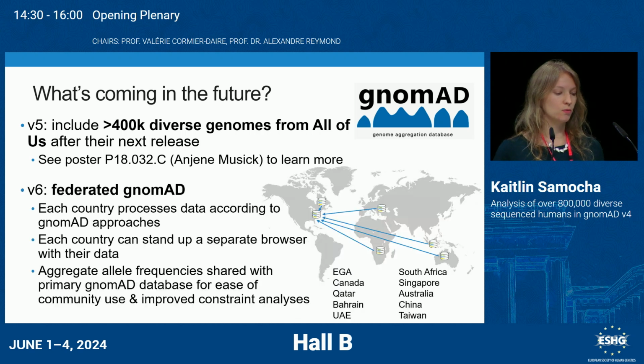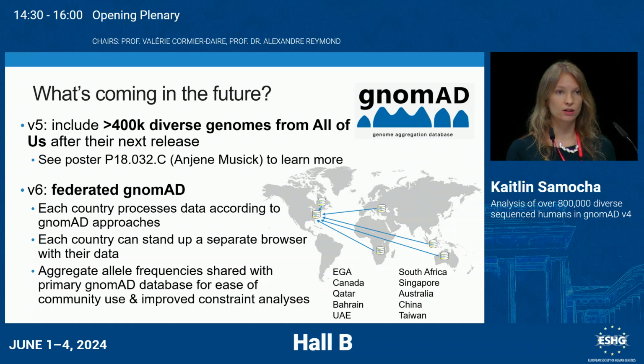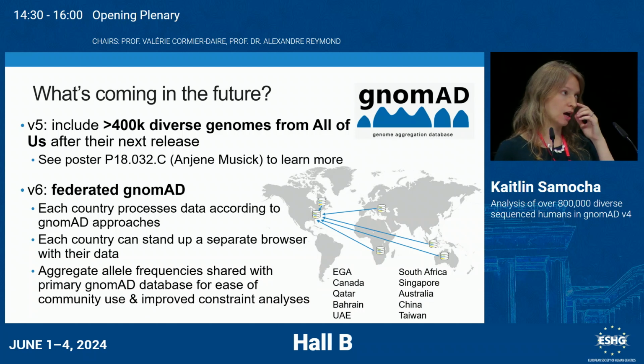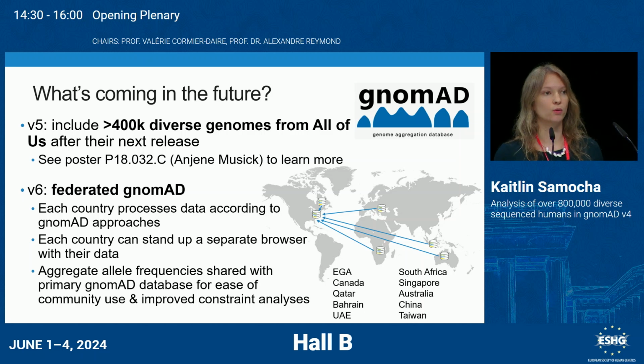But looking more to the future, we'd like to create a federated gnomAD. So the idea here is that every center or country will process their data according to similar quality control that we have in-house. They can stand up separate browsers, but we'd want aggregate allele frequencies and quality control information shared with the primary gnomAD for ease of community use and improved constraint metrics. And we've already started some of these conversations with countries around the world and with EGA. So this is a little bit of a call to action. If you have one of these data sets and would like to be part of the federated gnomAD, we are looking for partners right now.